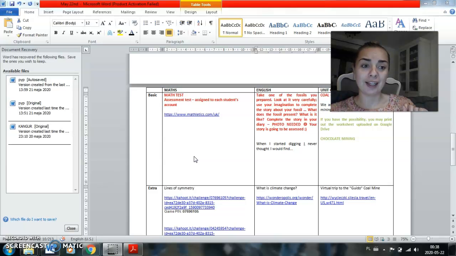And for the volunteers, there are two Kahoot games about the lines of symmetry. So as usual, the game pin and the link are in our plan, so you can use them.